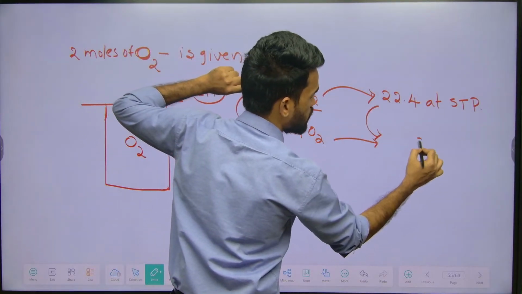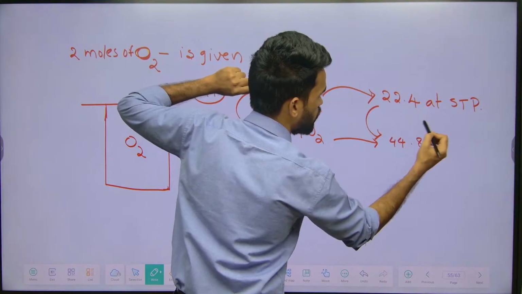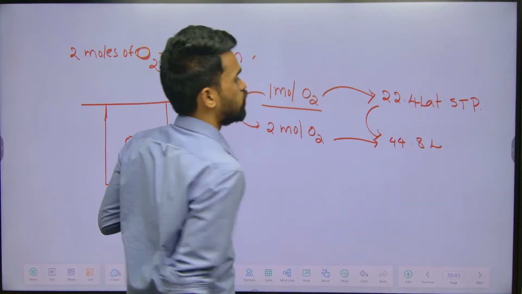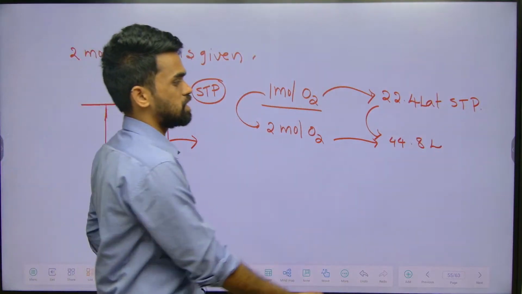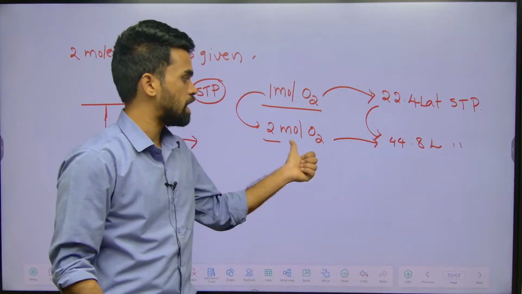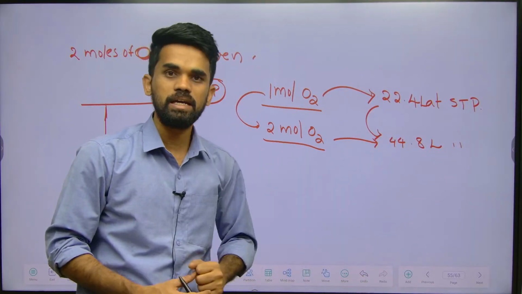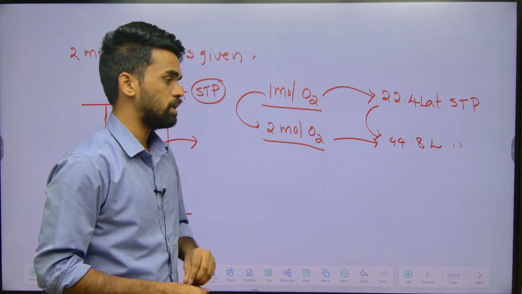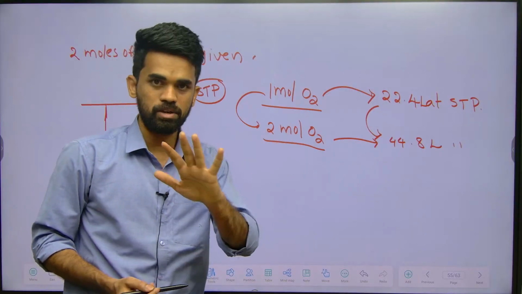So it becomes 44.8 liters at STP. So 2 moles of this oxygen gas occupy 44.8 liters at STP. You should understand it like this. Okay, then I will simplify it further, just hold on.